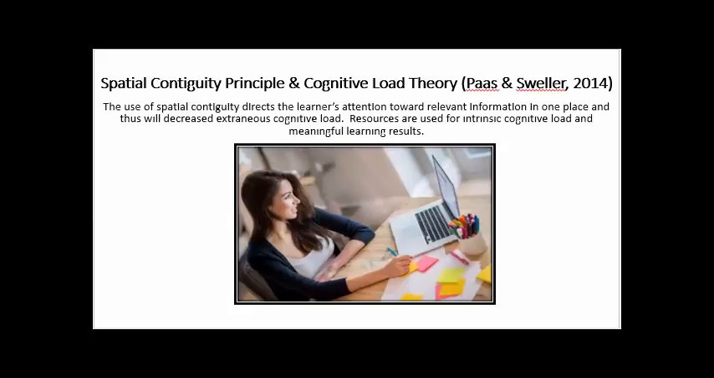Now, how does this principle relate to cognitive load theory? Once again, it directs the relevant or essential information to the learner, but in one place. This should decrease the extraneous cognitive load because we don't have to scan back and forth across pages or spaces looking for the relationship between the words and the pictures. This is done very concisely for us. This makes the processing resources directed towards the essential material or the intrinsic load and results in the working memory doing its job and thus leading to meaningful learning results.